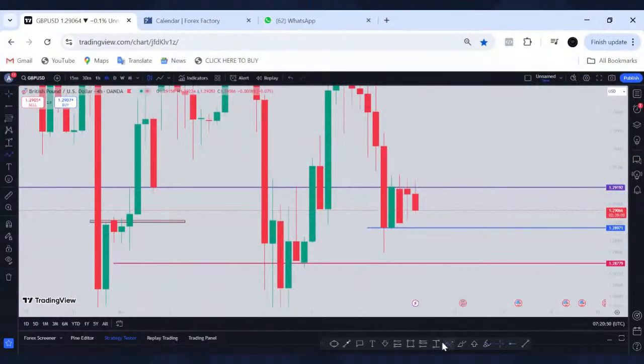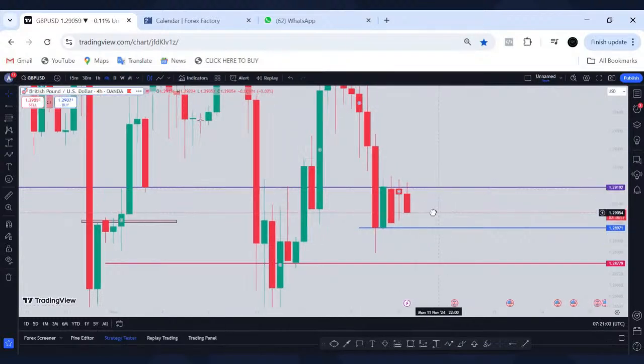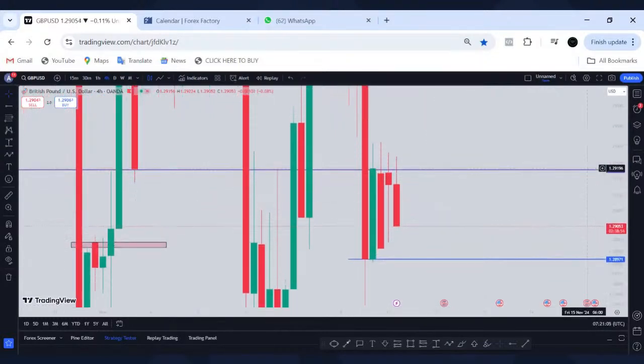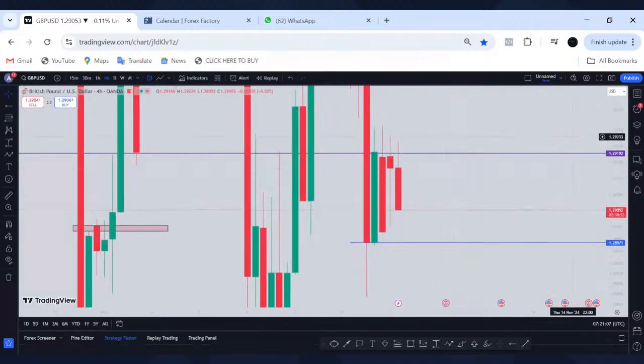There's no entry. So price has what? Price broke the range, retested, a trend continuation. Okay, it has created a support too. Sorry, it has created a resistance over here, but there was no entry. See how the candle closed.